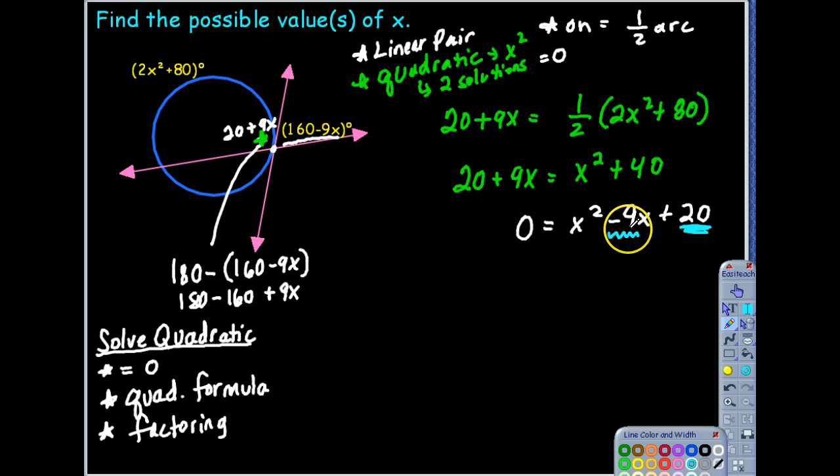Okay? So I'm thinking factors of 20, like 4 and 5. They multiply to give me my 20, and if they were both negative, they still multiply to give me my +20, but then they would also add to give me my -9. So what is factoring going to look like? It's going to be a binomial times a binomial, those little parentheses. So it becomes x - 4 and x - 5.